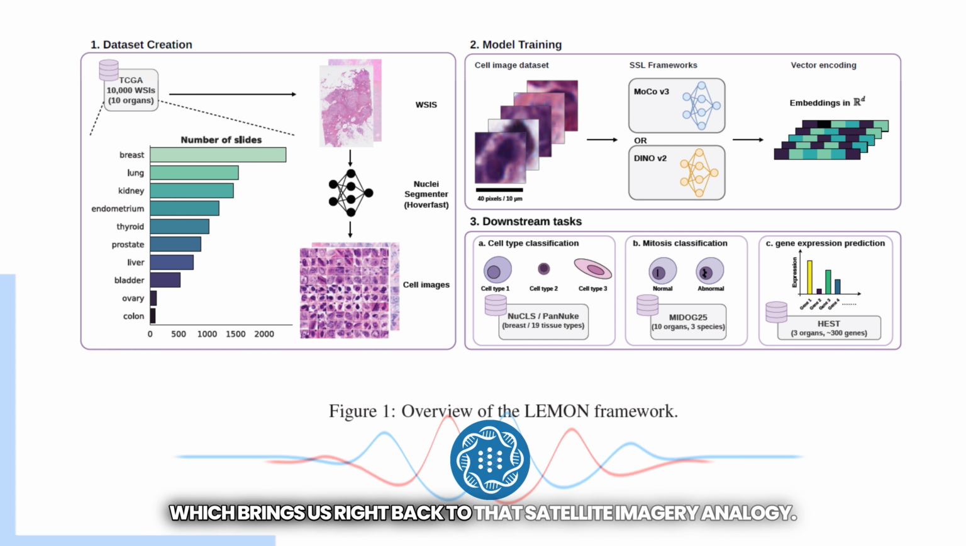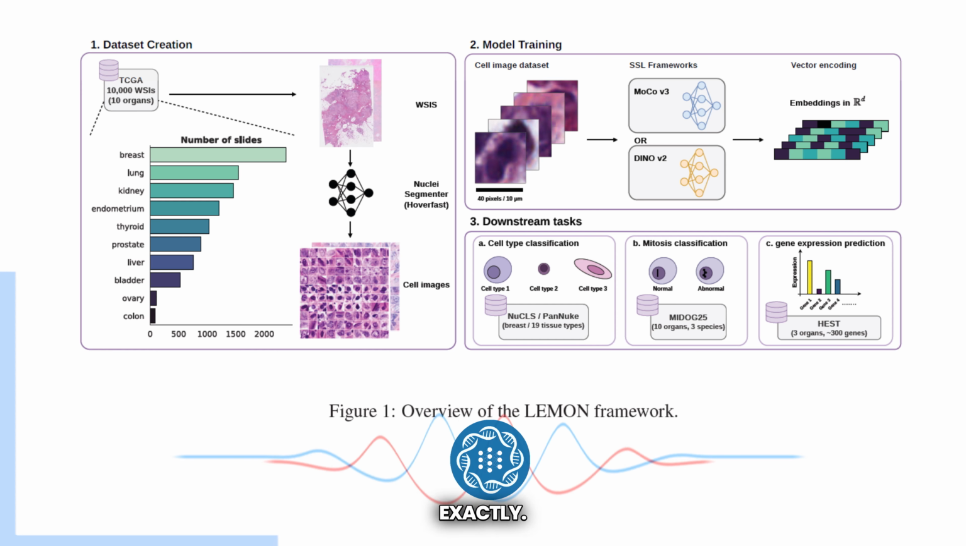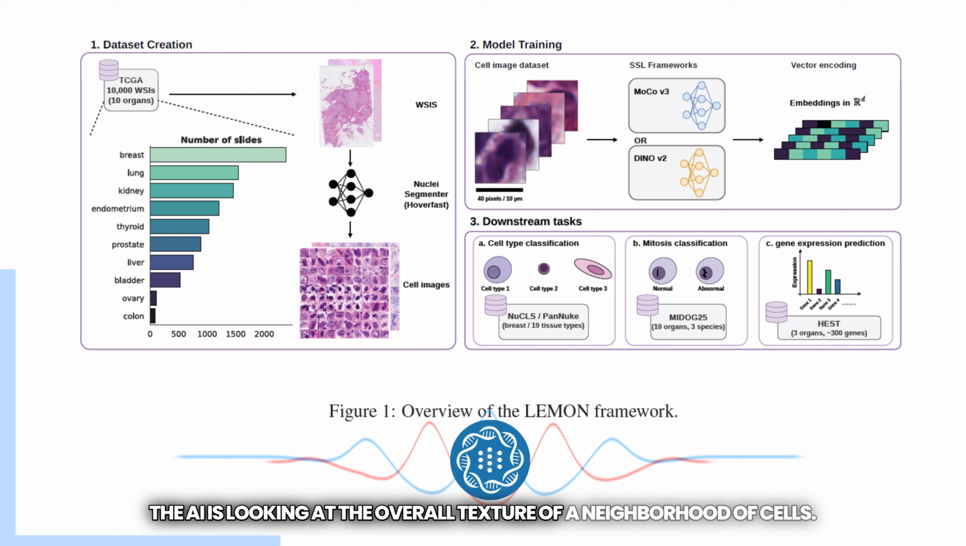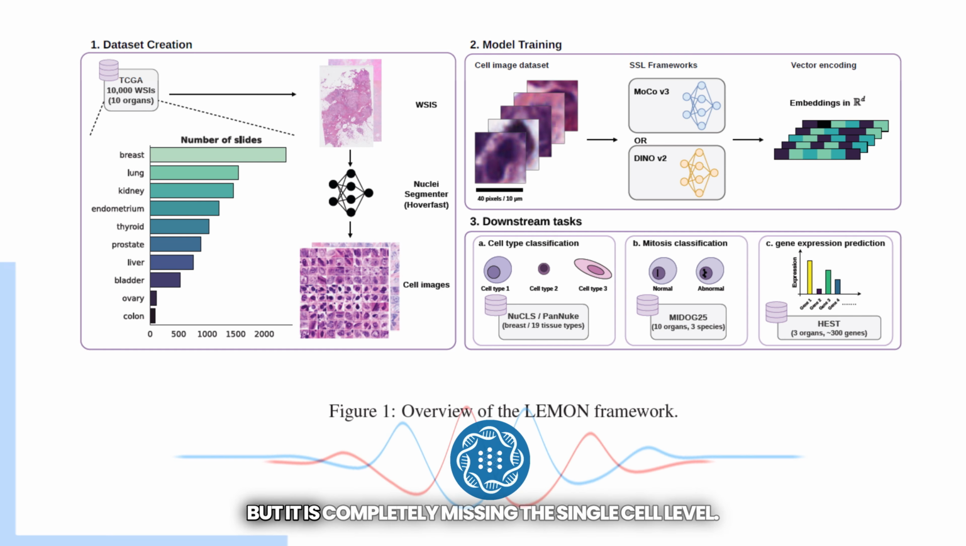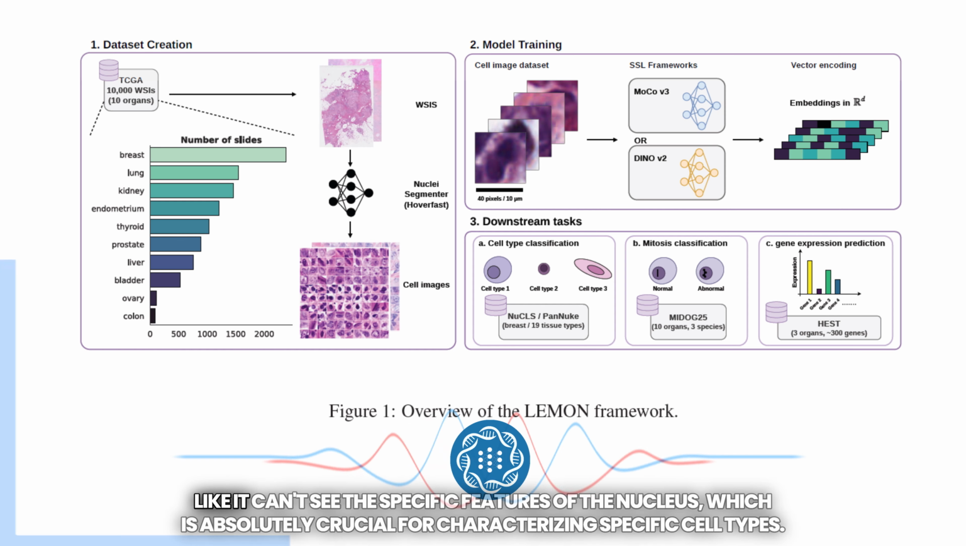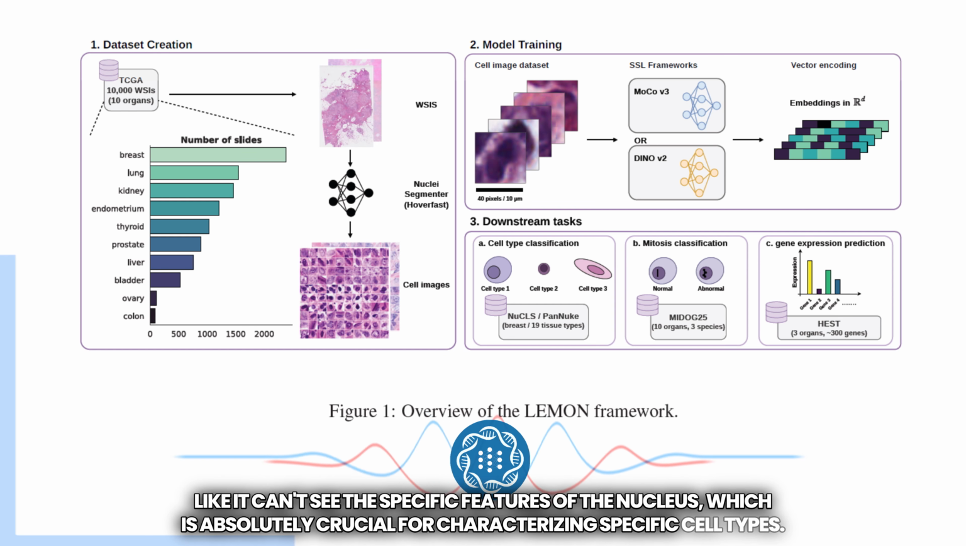Which brings us right back to that satellite imagery analogy. Exactly. The AI is looking at the overall texture of a neighborhood of cells. It can say, oh, this looks like a dense urban area, or this looks like a suburb. Right. It gets the gist. But it is completely missing the single cell level. Like, it can't see the specific features of the nucleus, which is absolutely crucial for characterizing specific cell types.